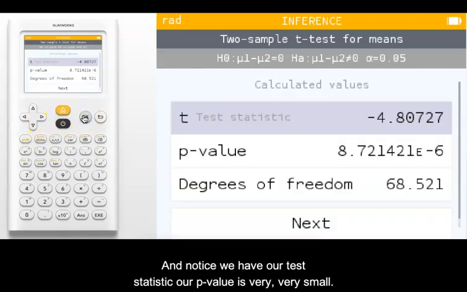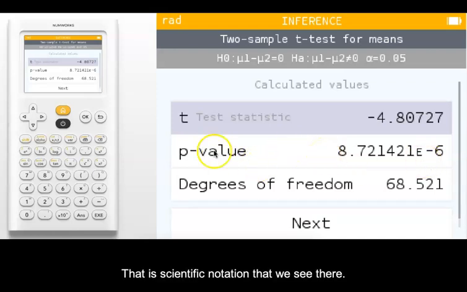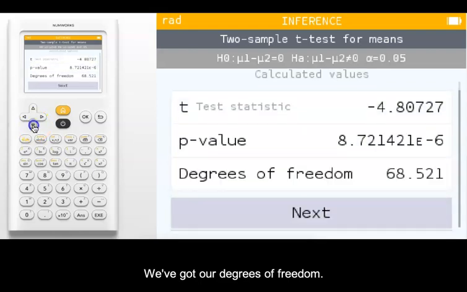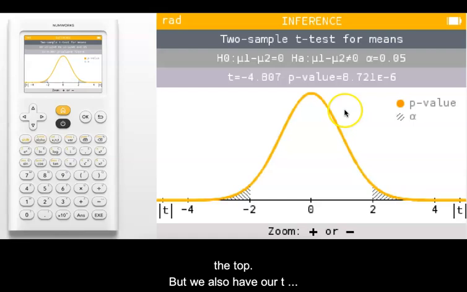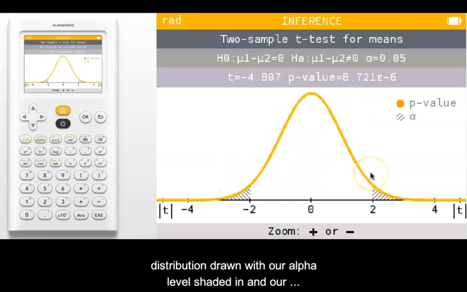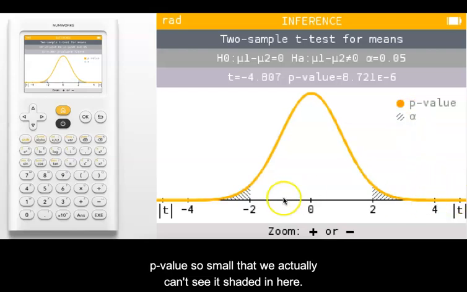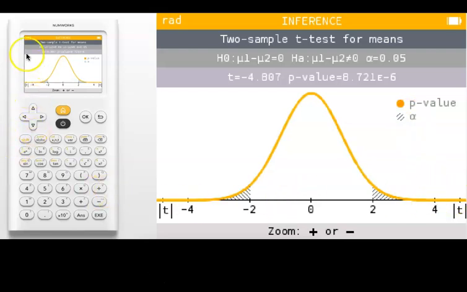And notice we have our test statistic. Our p-value is very, very small. That is scientific notation that we see there. We've got our degrees of freedom, and then notice that these values are repeated here at the top, but we also have our t-distribution drawn with our alpha level shaded in and our p-value so small that we actually can't see it shaded in here.